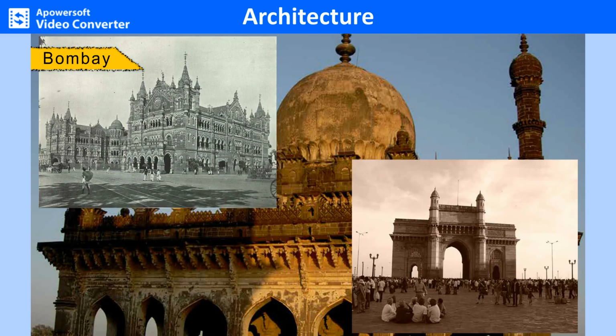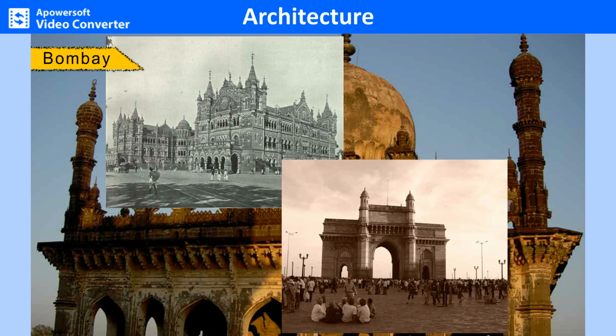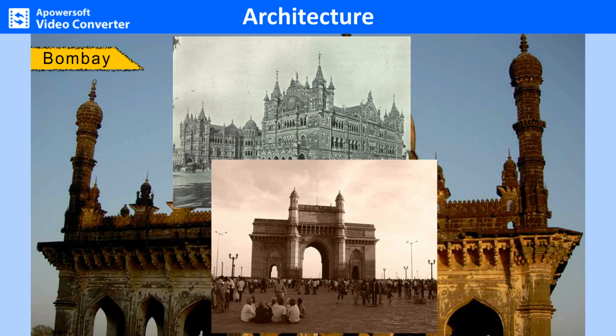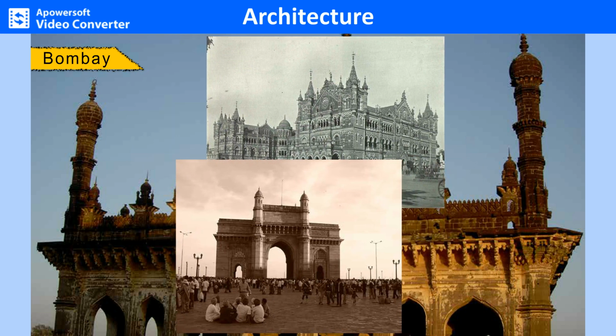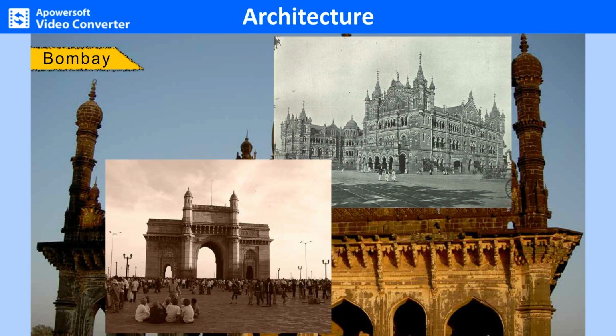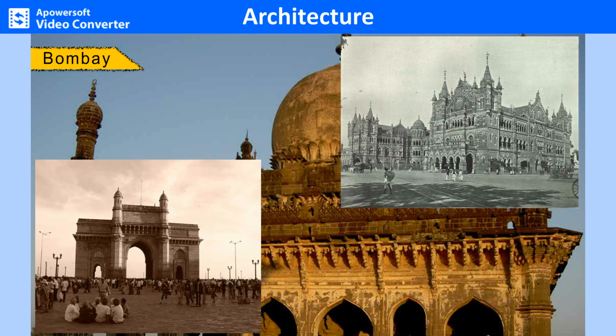Bombay. In 1864, the Governor of Bombay, Sir Bartle Frere, launched a grand-scale rebuilding plan. Several imposing public buildings were constructed like the Victoria Terminus, the University of Bombay, the Town Hall, the Prince of Wales Museum and the Gateway of India, etc.